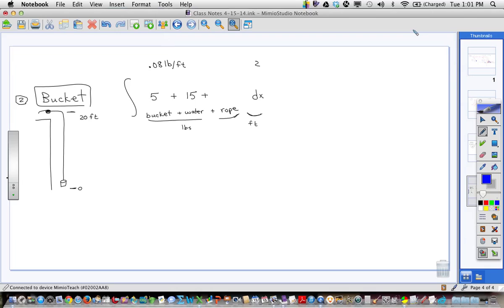Let's think about this. 20 times 0.08, because that's how much rope you'd have at the beginning, right? 20 feet of rope times 0.08 pounds per foot minus 0.08x. Because as you pull up the rope, you're losing 0.08 pounds every foot, and x is the number of feet that you've pulled it up. Right? Because you're losing rope. You have less rope. I would agree with that.